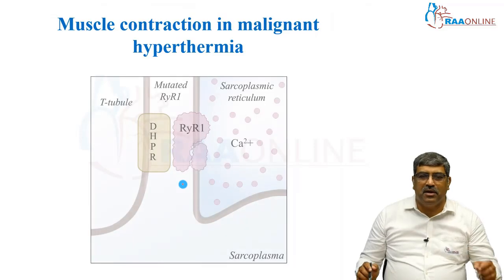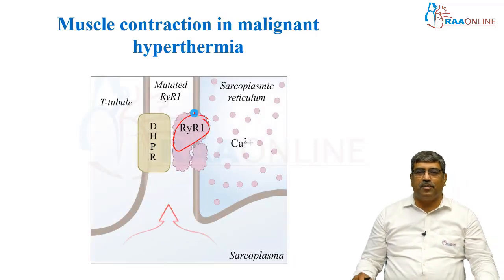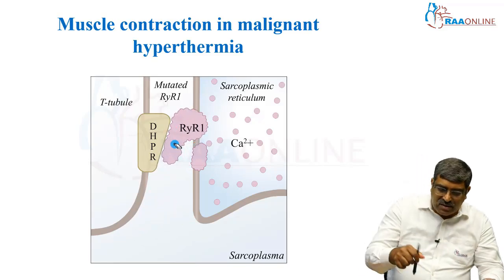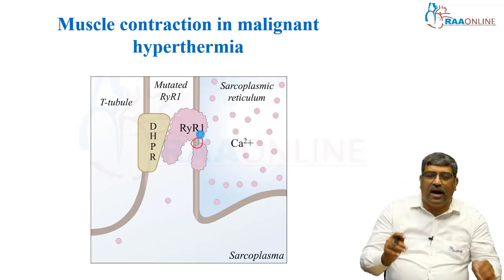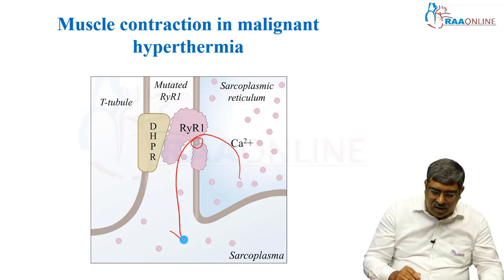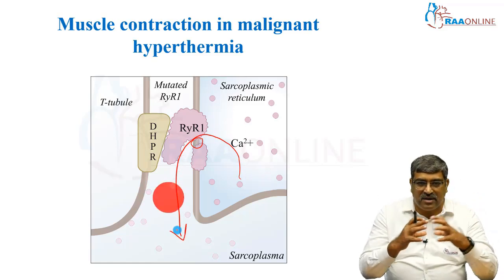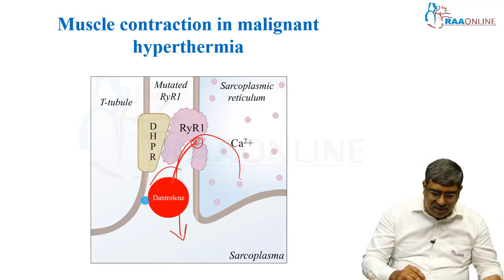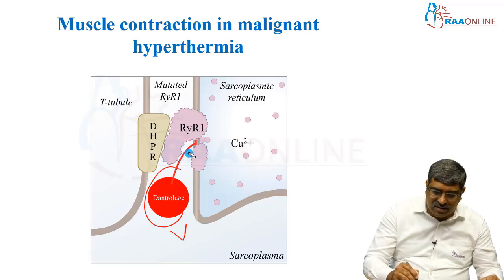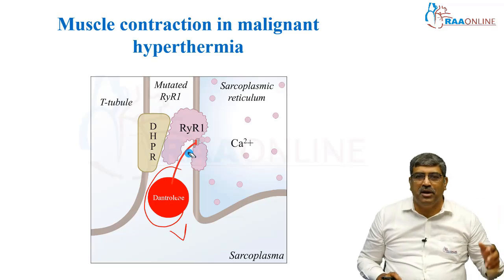But what happens in malignant hyperthermia? There is a mutated ryanodine receptor which is kept in an open state. Here you can see the ryanodine receptor is altered and it is kept in an open state. Thereby the calcium comes out continuously and acts on the muscle, and the muscle is in a contractile state. It is rigid. And when you give dantrolene, it closes the ryanodine receptor junction so that the calcium from the sarcoplasmic reticulum does not come into the muscle.